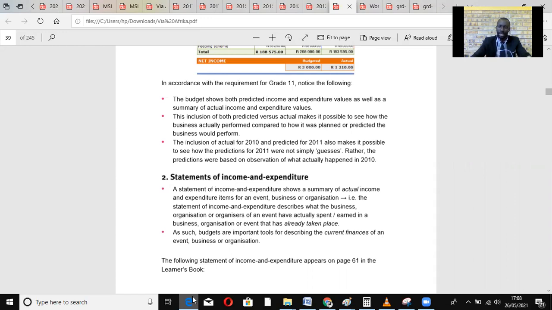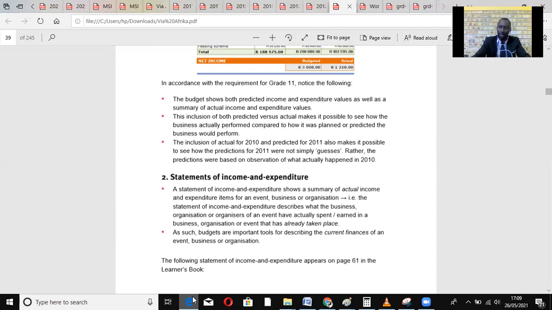So when we talk about statements of income and expenditure, this is very much a summary of the actual income. After making a budget, the time has come. Now you have to spend the money and you also have to get some money as income. Each time you spend some money, we consider that expenditure. Each time you get money, possibly because you have sold a product or a service, that is called an income. This summary of the actual income and expenditure is what we call the statement of income and expenditure.